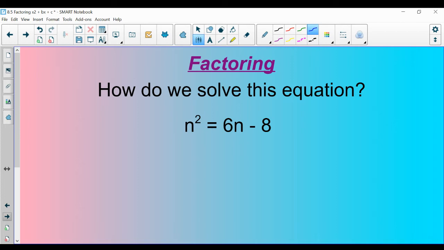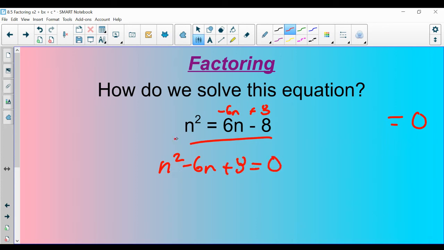Right away, we have n squared is equal to 6n minus 8, something that before this topic we would have never been able to solve. Now, however, if we can set one side equal to 0, then we can solve this equation. It's pretty easy to set the right side equal to 0 if we subtract the 6n on both sides and add the 8 to both sides. We really like our first term to be positive. That's why I'm not moving that one. If I subtract 6n from both sides and add 8 to both sides, I end up here.